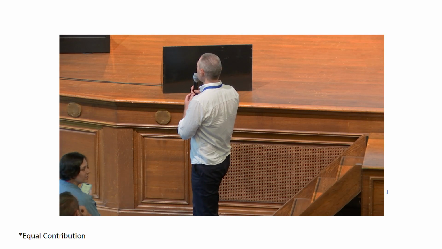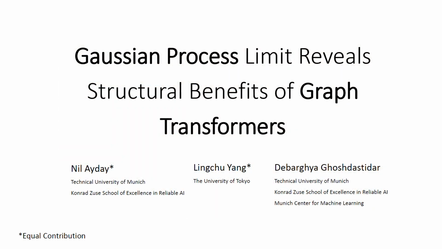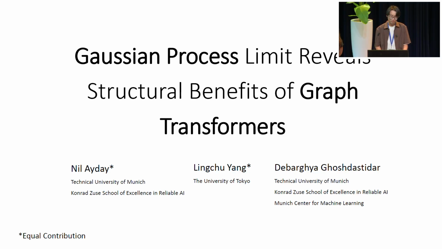I think our first speakers are ready. We have Neil Adai and Lingshu Yang, and they will tell us how Gaussian process limit reveals structural benefits of graph transformers. Please go ahead.